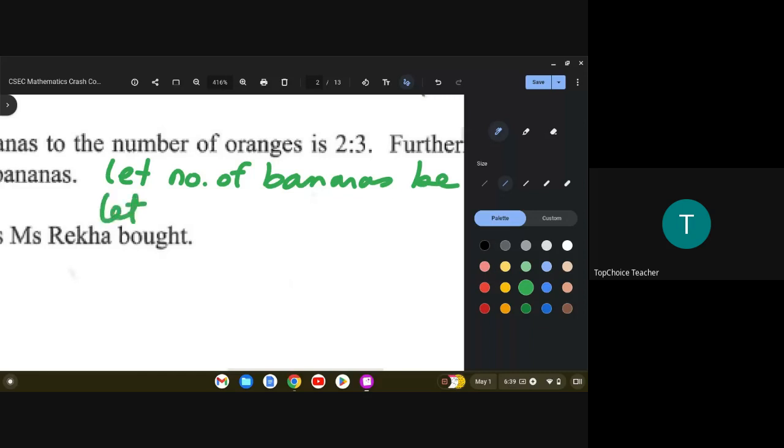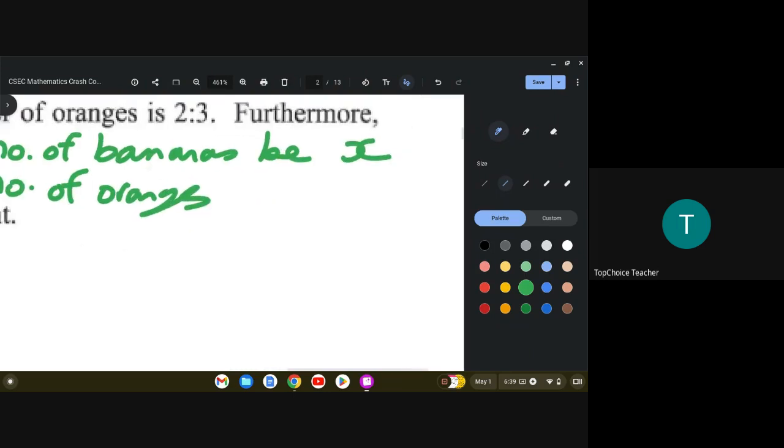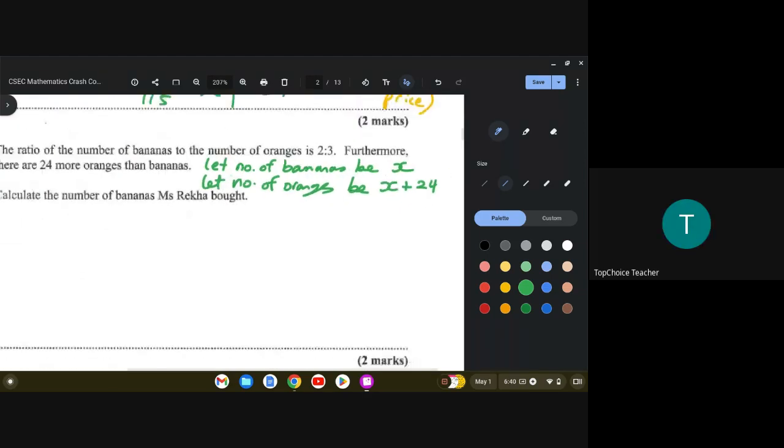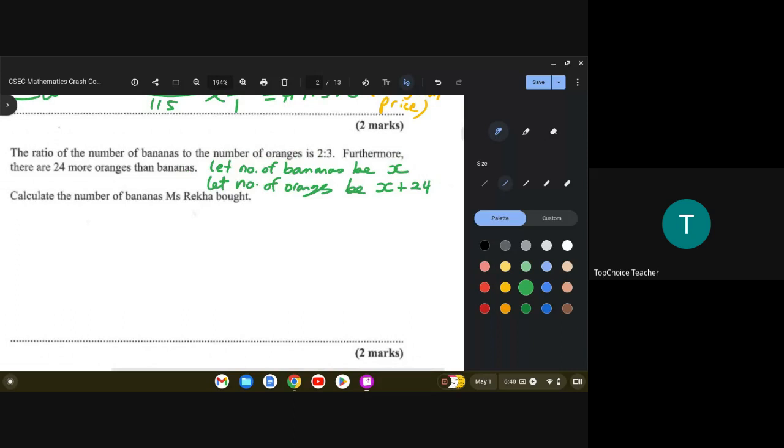So let the number of oranges be, what did you get? X plus 24. Okay, so that is the first thing. If you don't understand where we got that from, it is just something we are using to help us with the question. They told us that there are 24 more oranges than bananas. So if there were X bananas, there must be X plus 24 oranges. So far, we shouldn't be too confused. All right, that's the first thing we had to do there.